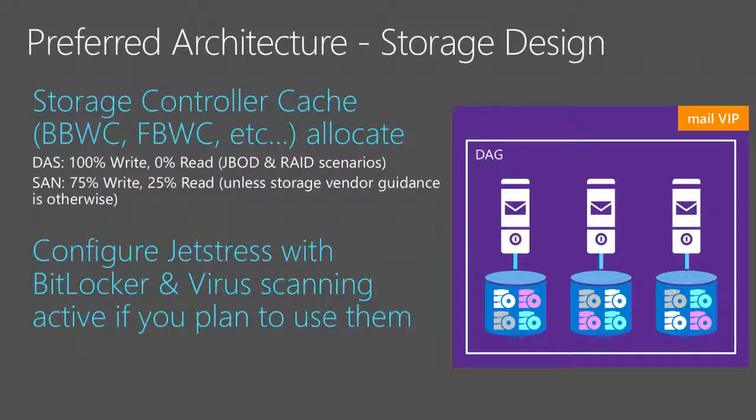And then the storage controller cache, it depends on if you're using direct attached storage or storage area network. That will depend on how you configure your write-back cache. Typically for a SAN, we do give you this minimum guidance of 75-25, but we will defer to the storage vendor. So check with your storage vendor to see what they want the write-back cache set to. And then obviously when you're running JetStress to validate your storage, if you are using BitLocker or if you've got some sort of virus scanning, you also want to make sure that JetStress is configured with those enabled as well.